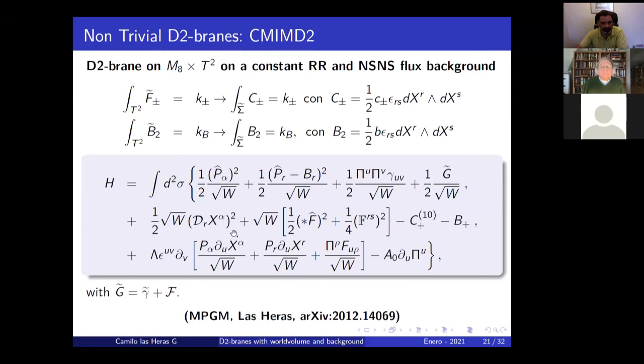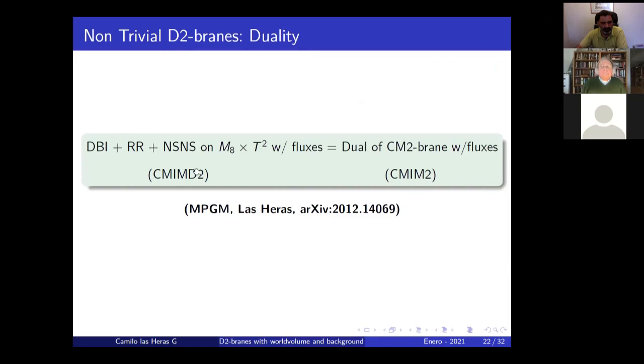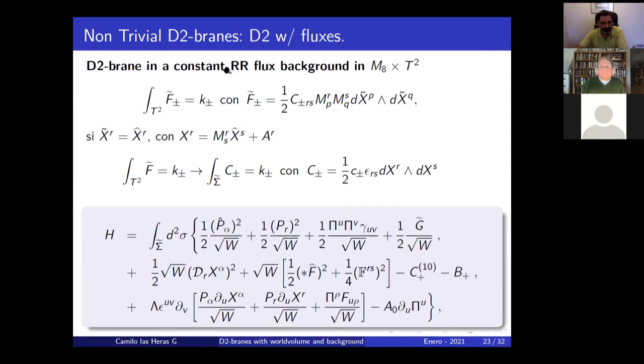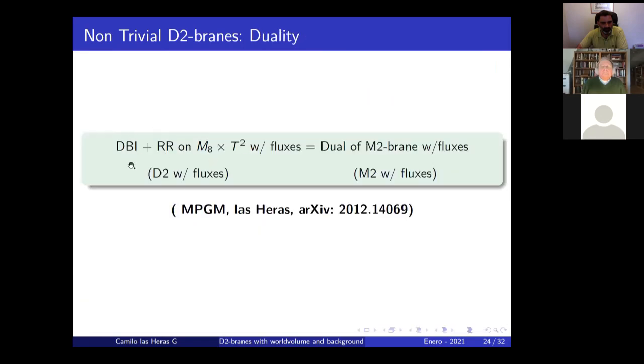What we notice is that this Hamiltonian, obtained as a Dirac-Born-Infeld Hamiltonian coupled to Ramond and Neveu-Schwarz constant background with fluxes, is the same Hamiltonian that we obtained as the dual of a CM2 brane with fluxes. In the case where, before the imposition of the flux, we turn off the Neveu-Schwarz background field and we only have a flux condition on the Ramond background field, we have this Hamiltonian, and we obtain that this D2 brane with this flux condition is equivalent to the dual of M2 brane with fluxes.